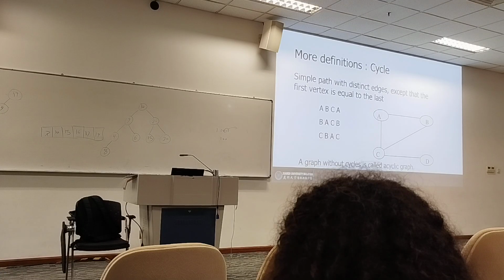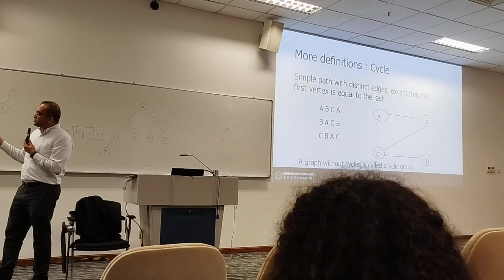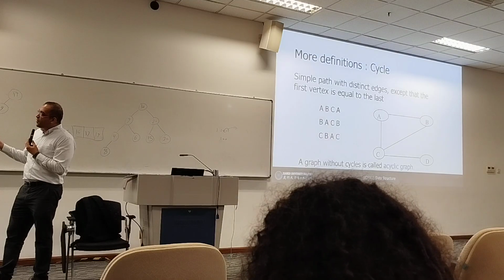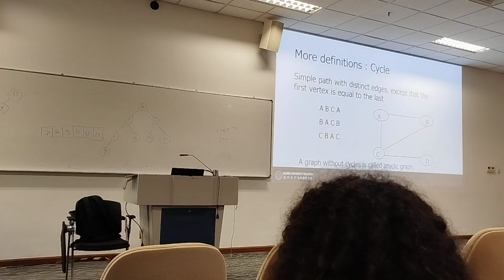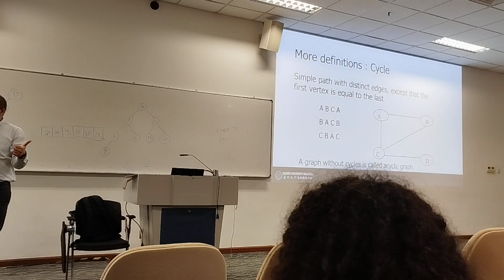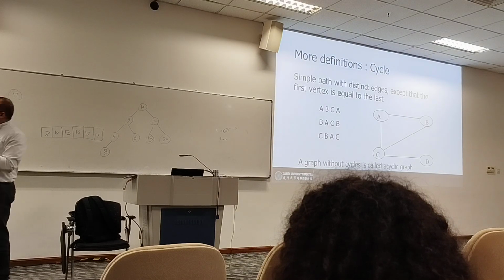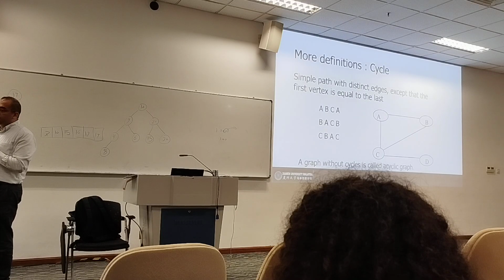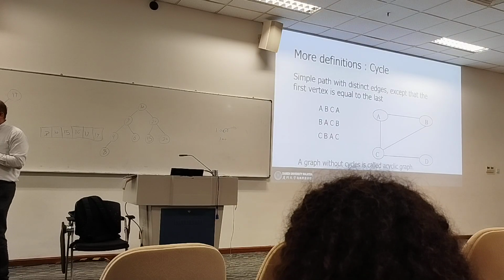Next, we have a cycle. Cycle is very important because we have a few algorithms later on that depend on whether we have a cycle or not, right? A cycle is a simple path between distinct edges, except that the first vertex is equal to the last vertex. Meaning that if we start from a position, let's say A, you went around and came back to A, you have done a cycle. This is how we discover a cycle: the first location equals the last location. So here I'm going A, B, C. Not yet a cycle. If I go back to A again, I have a cycle.